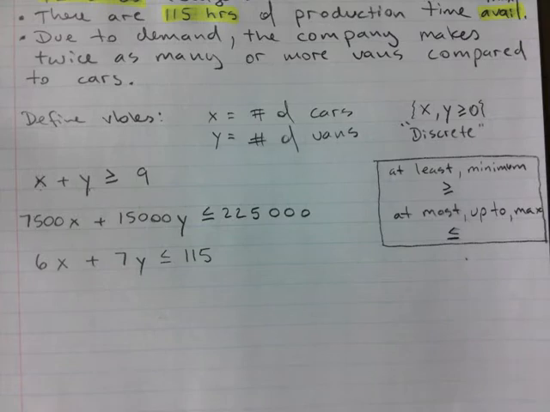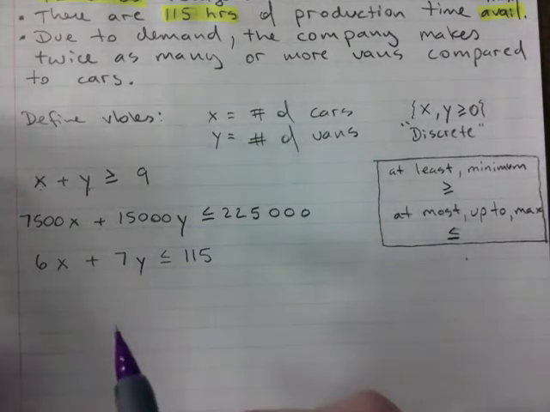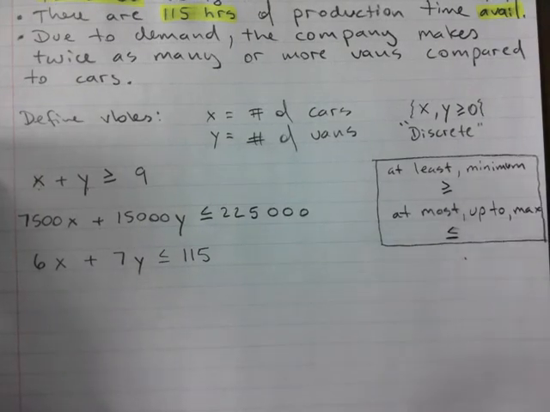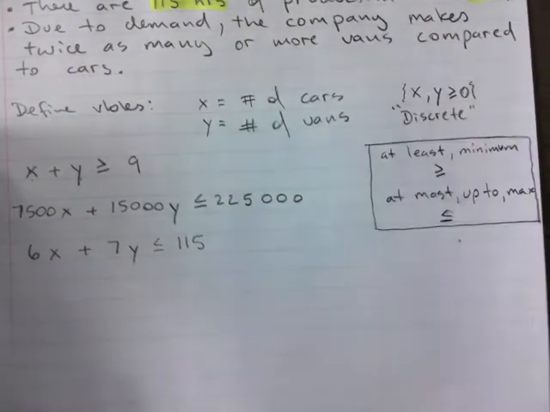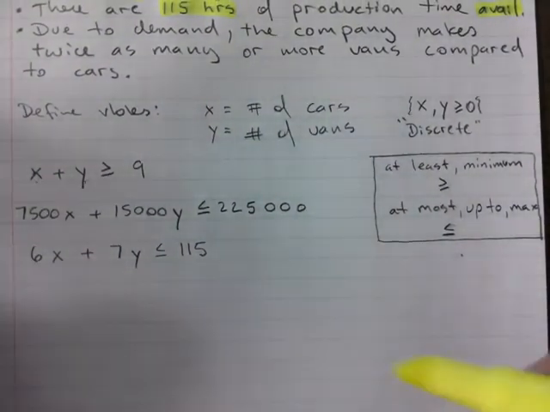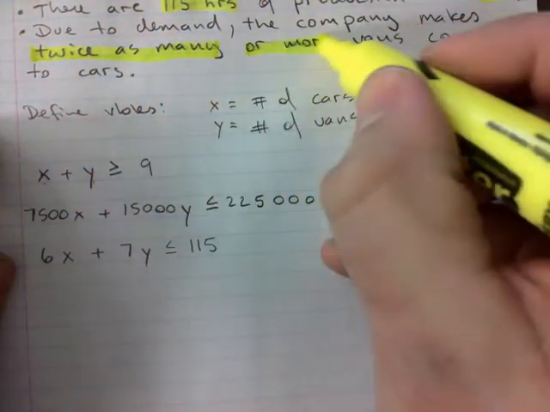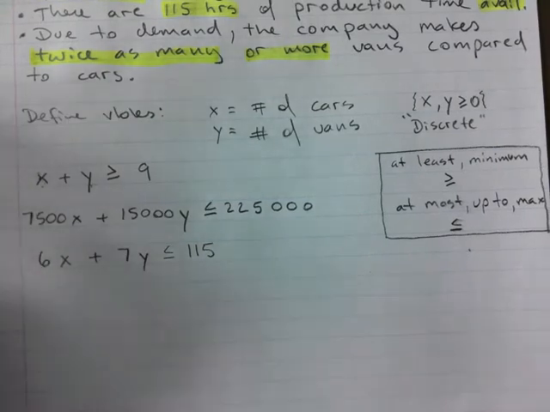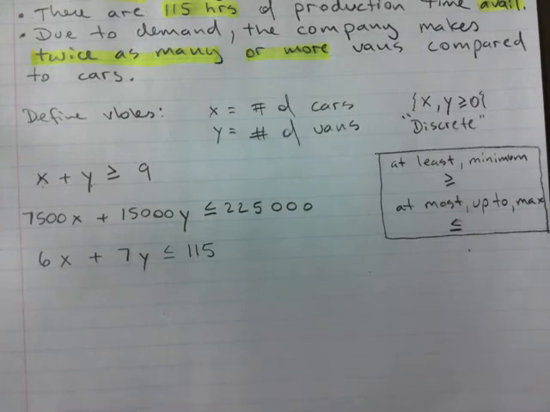How are we doing so far? You're following? Yeah? Okay. Now the last one. I have these in the handout to practice. So this is the tricky one. Due to demand, the company makes twice as many or more. So it's basically saying at least twice as many vans compared to cars, right? It could have said they're making 4 times as many or 3 times as many. In this case, it's twice as many.